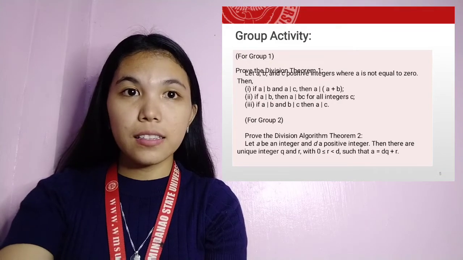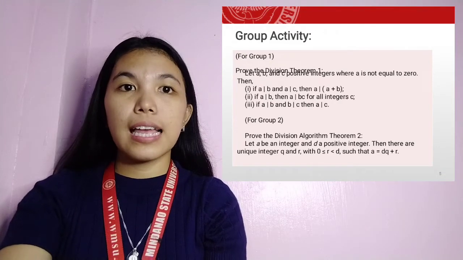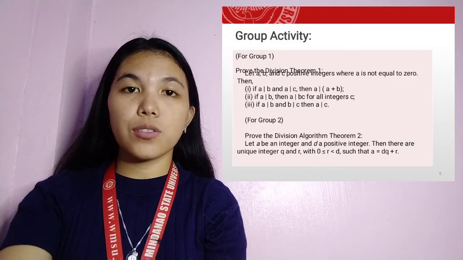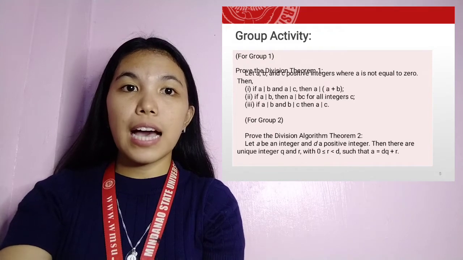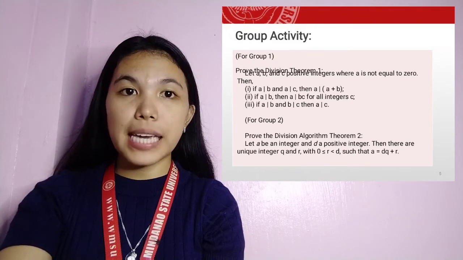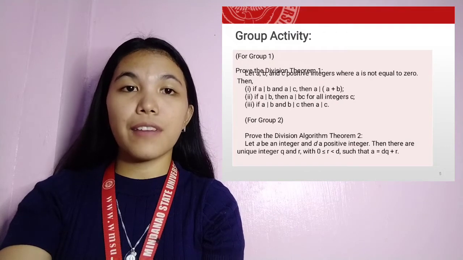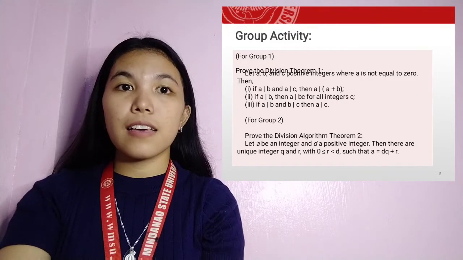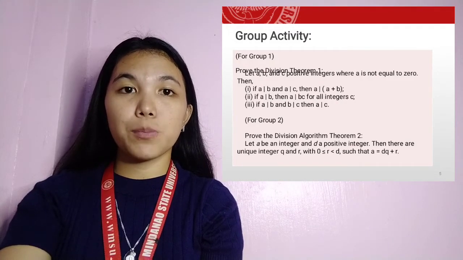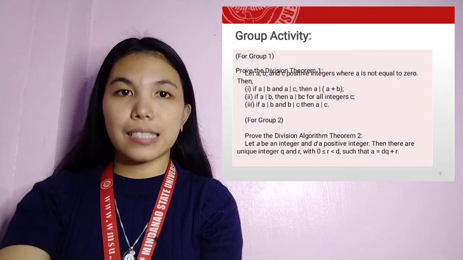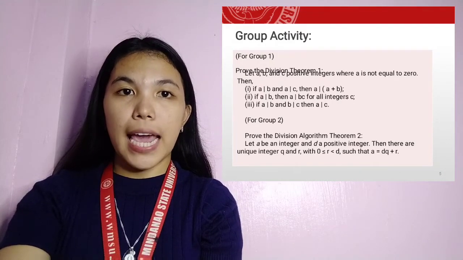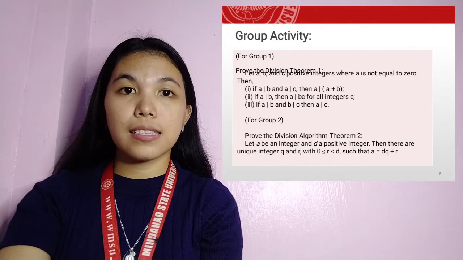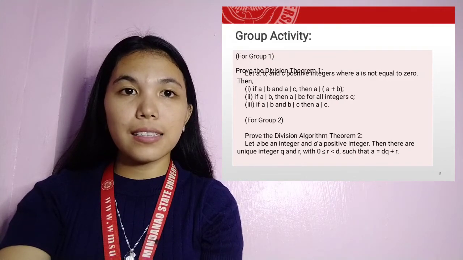Okay, for group 1, prove the division theorem 1. Let a, b, and c be positive integers where a is not equal to 0. Then, first, if a divides b and a divides c, then a divides the sum of b plus c. Second, if a divides b, then a divides bc for all integers c. Lastly, if a divides b and b divides c, then a divides c. Okay, do you get it, group 1?